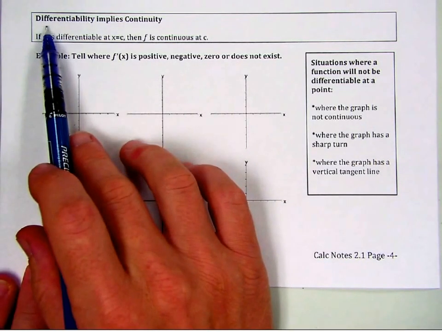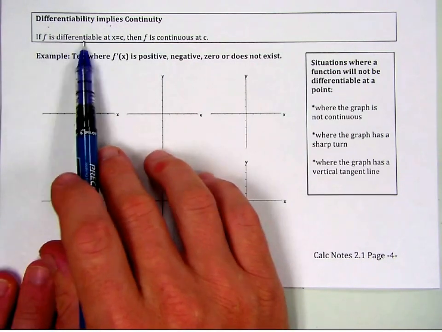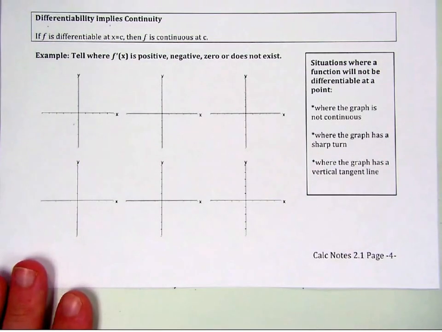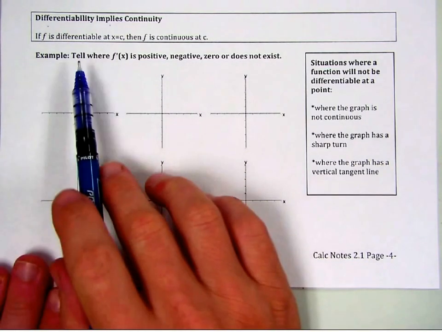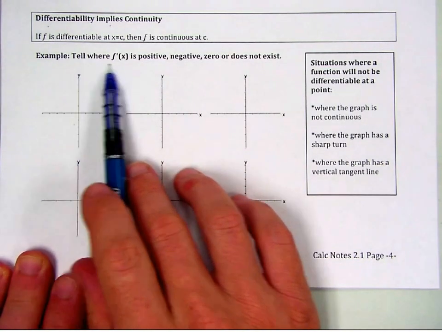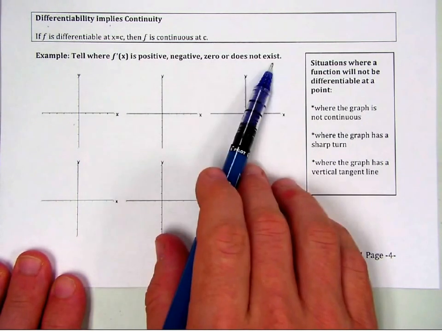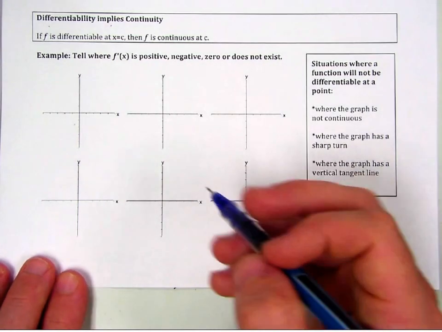One thing that's true is that differentiability implies continuity. So if f is differentiable at x equals c, then we know f is continuous at c. And so if you can find the derivative at c, then you also know that it's continuous at c. Anyway, moving on. We want to just think about this, and we want to tell where f prime of x is positive, negative, 0, or the derivative does not exist. So let me give you some functions here.